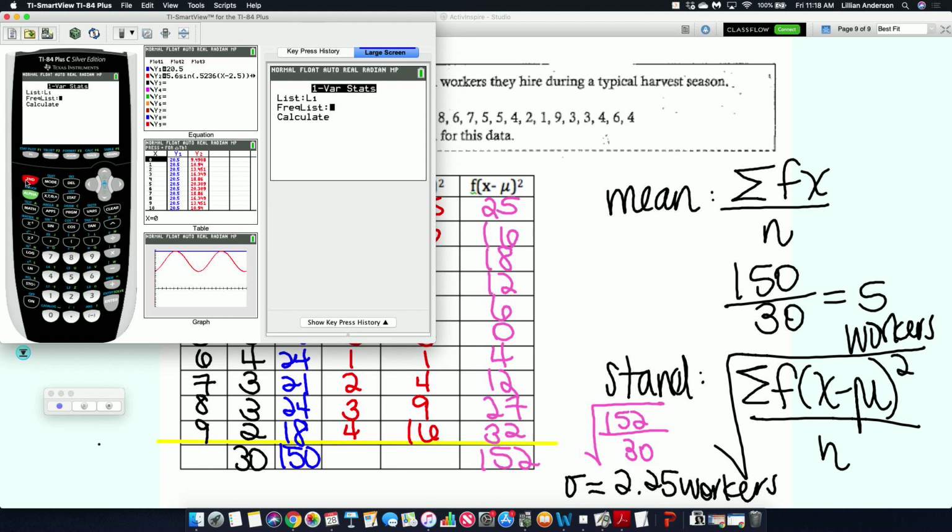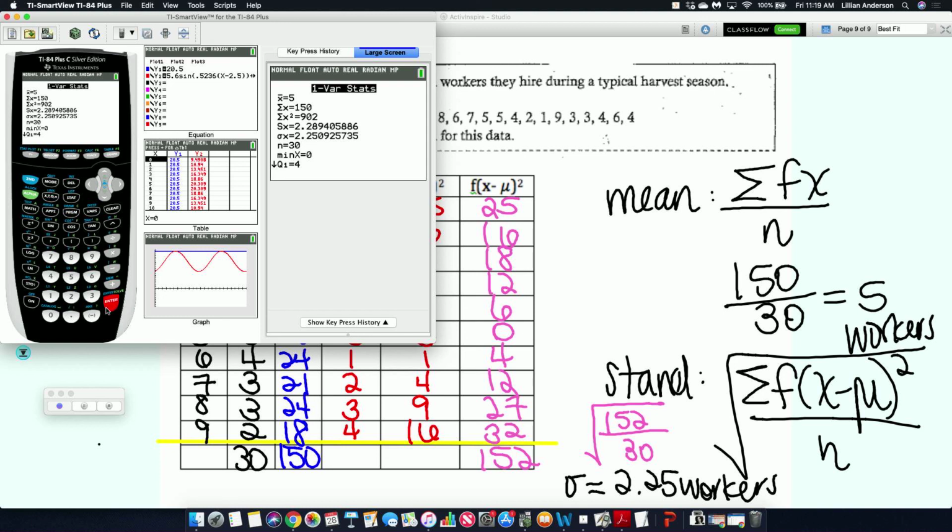If your frequency list is empty, like mine is, I actually have to type in my frequency list. To do that, I press the second button, then I press the 2 button. What that does is it pulls list 2 and lets the calculator know that list 2 was where I put in all my frequencies. I will only have something in frequency list if I have a frequency list. Remember how I was saying we can type in all 30 pieces of our raw data? If I did it that way, I would only have something in L1 and nothing in L2. So then frequency list would need to be empty.